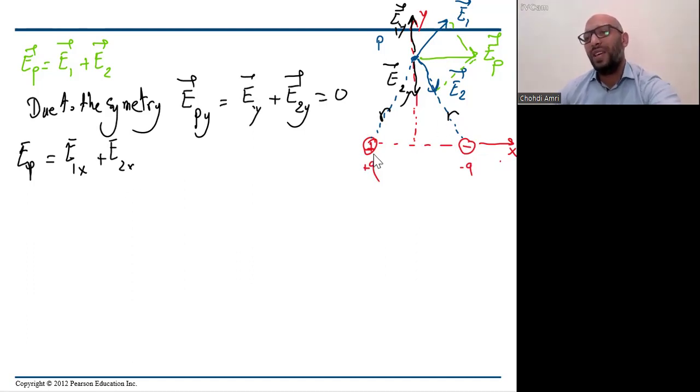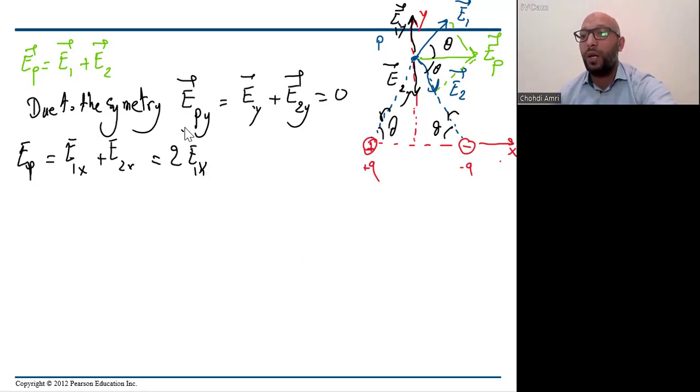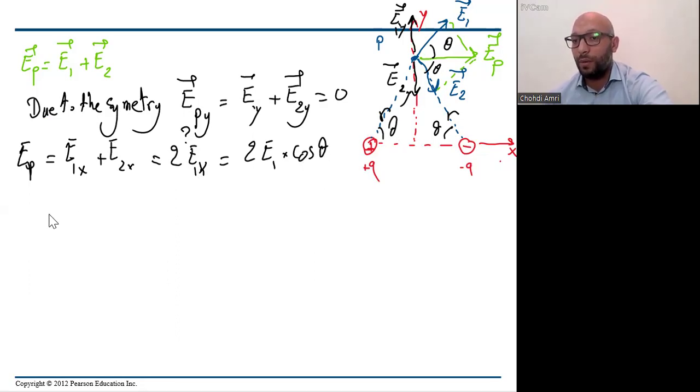Now the question: what do you think about E1x and E2x, the x components of these two vectors? The same thing: we have the same distance, and the same angle here. Let's say this is our angle theta, and theta is also here. So the same angle, the same distance, the same magnitude of charge. So these two components are equal. So let's write here 2E1x. What is E1x? According to the definition of the x component, it will be E1 in magnitude multiplied by cosine theta.